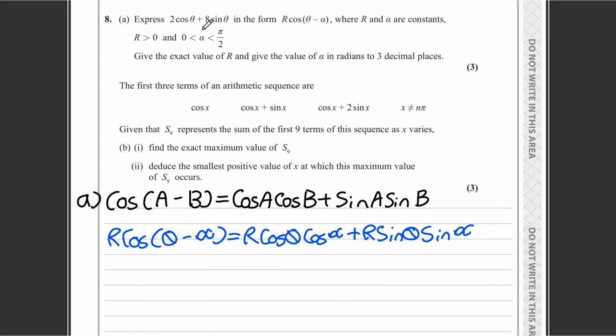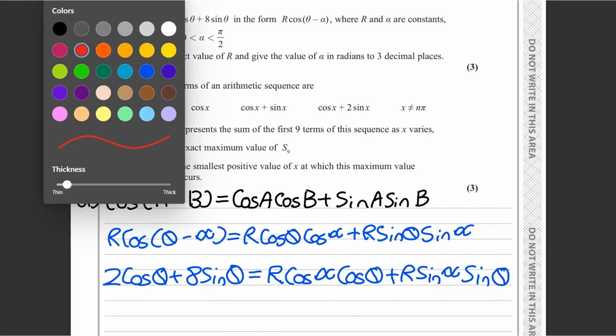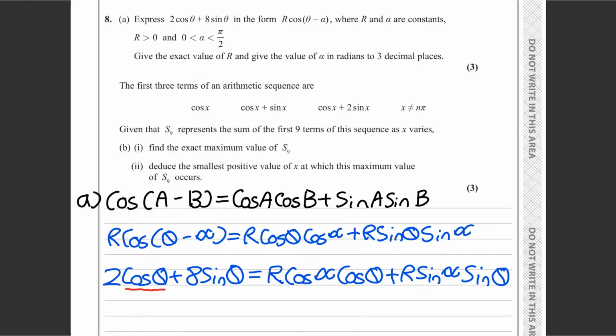So this is equal to 2 cos theta plus 8 sin theta. So 2 cos theta plus 8 sin theta is equal to r. I'm going to write this cos alpha first. So it's going to be r cos alpha cos theta plus r, and again I'm going to write this sin alpha first and then this sin theta. And if you look at this, you can see that we have this cos theta plus sin theta, and here we have this cos theta plus sin theta.